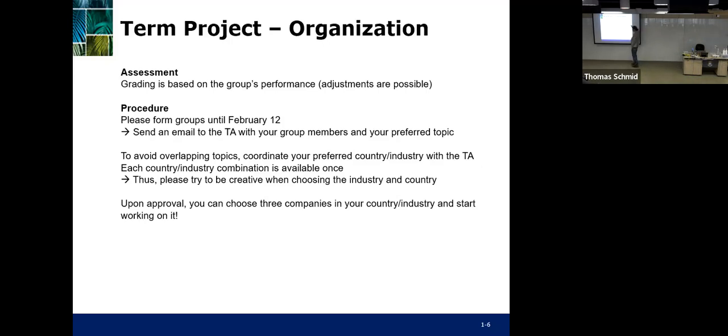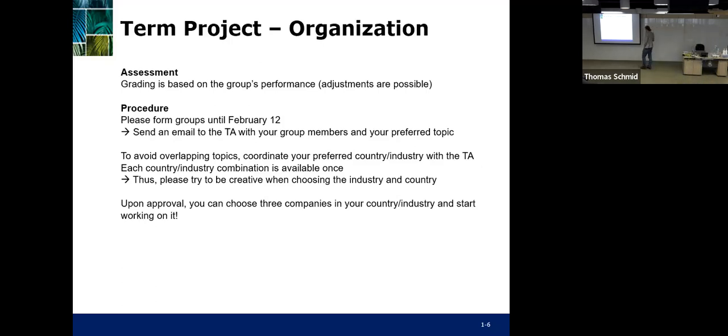So form groups, that's what you have to do now. The deadline is February 12th, but there is really absolutely no reason to wait until that long. I mean, that's just the latest. So you can do that now, or after the lecture, okay? Then you send an email to Jason with your group members, student IDs, names, and your preferred topic. And again, topic would be an industry country combination.